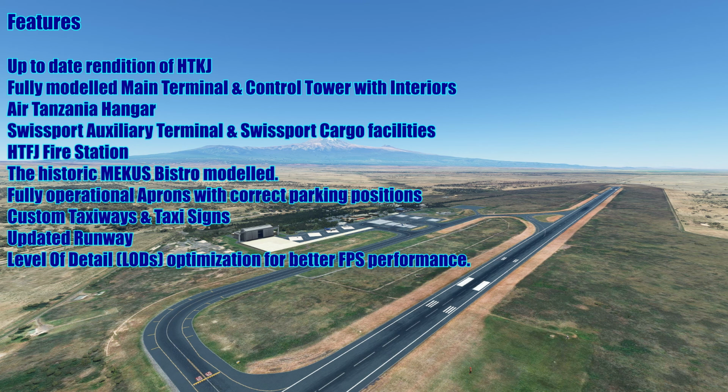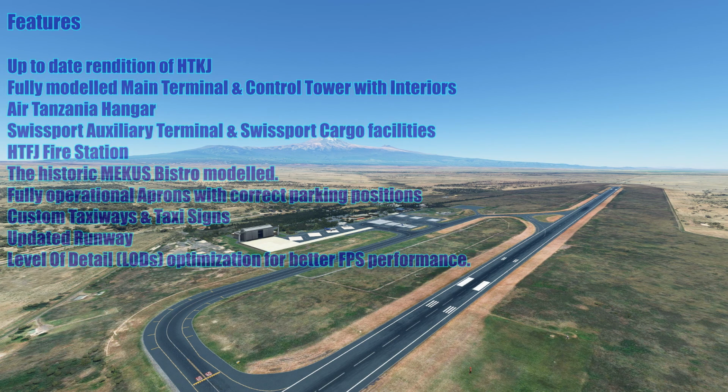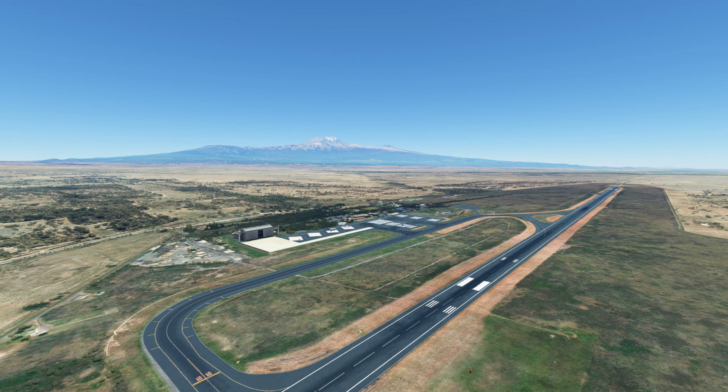The fire station is also modelled. Historic Mikos Bistro. Now this is a little restaurant landside of the airport on the airside road, which looks really nice. We'll look at that shortly. Fully operational aprons with correct parking positions, custom taxiways and taxi signs, updated runway, and level of detail optimization for better frame rate performance. That's really good.